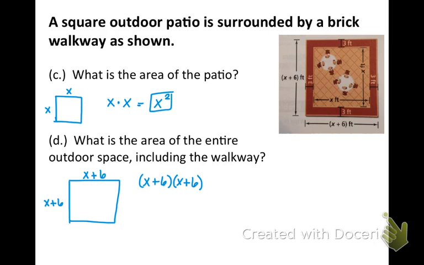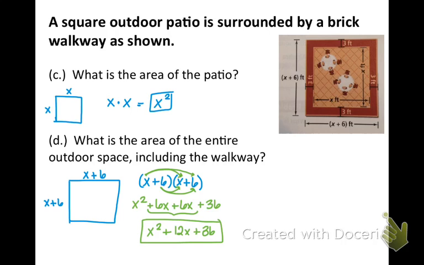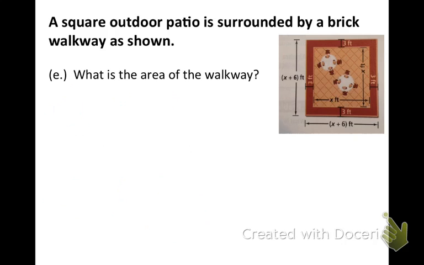Now remember, you can set up the table method, or we can do the distributive property 2 times. That would be like this. X times x is x squared. X times 6 is 6x. We did both of those, so now we go to the next one. 6 times x is also 6x, and 6 times 6 is 36. Make sure you don't stop, because you see here we have like terms. We always want it to be as simplified as possible. So we get x squared plus 12x plus 36, and this is going to be the area of the entire outdoor space.